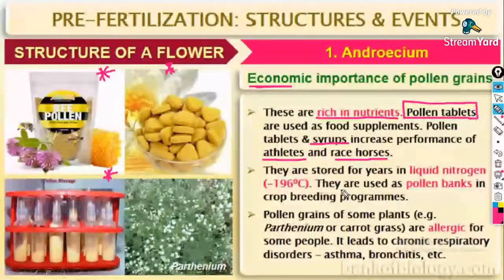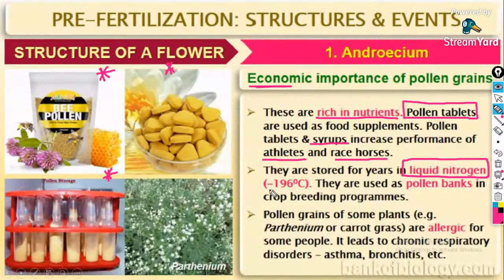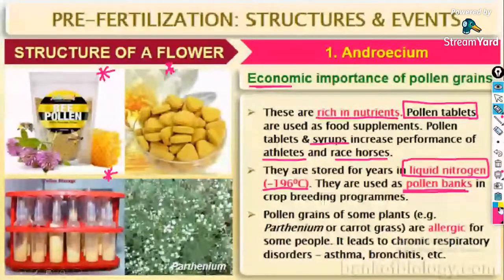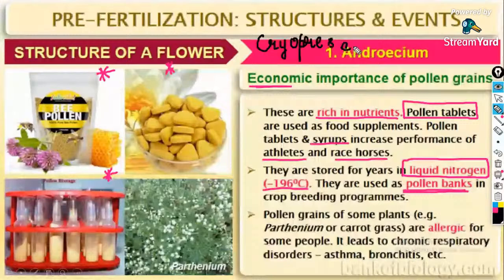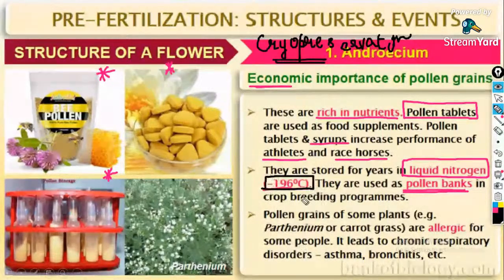They are stored for years in liquid nitrogen at a temperature of minus 196 degrees and known as pollen banks. And this process you will call it as what? Cryopreservation. Just take it down. The process of preserving pollen grains in liquid nitrogen for several years at minus 196 degrees Celsius, you will call it cryopreservation.